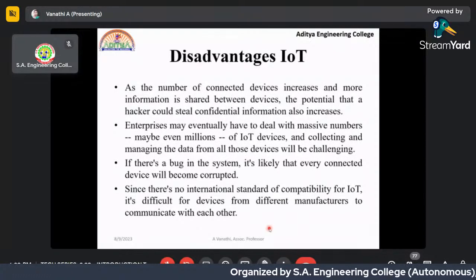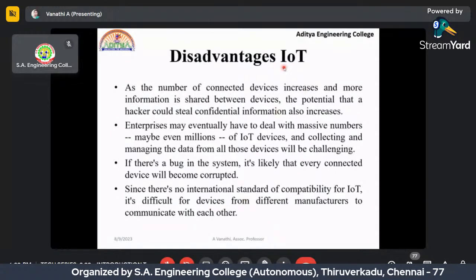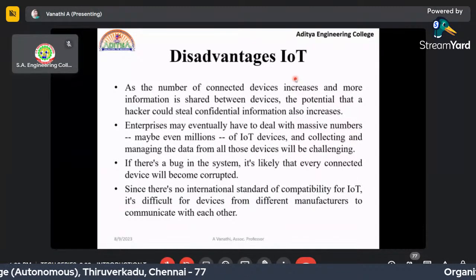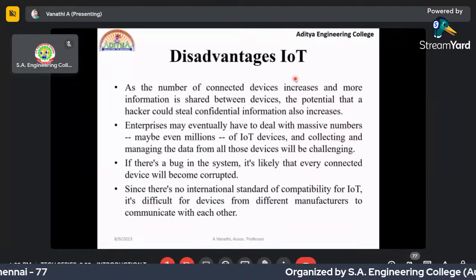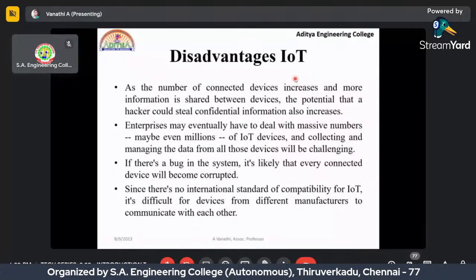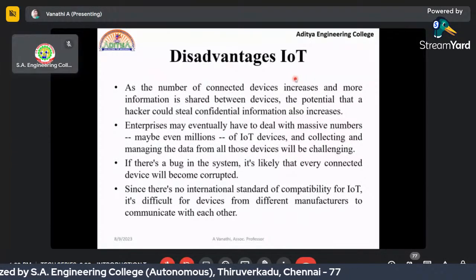One of the main disadvantages is that it makes people lazier because it automates everything. People don't know what the real temperature is, they don't know how it works, and they don't know how to make it, because everything is automated. So that is the main disadvantage of IoT. We can see a few other things also.